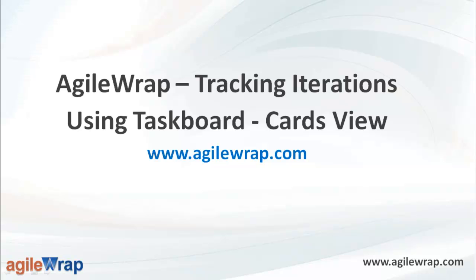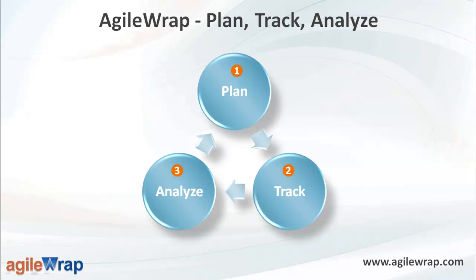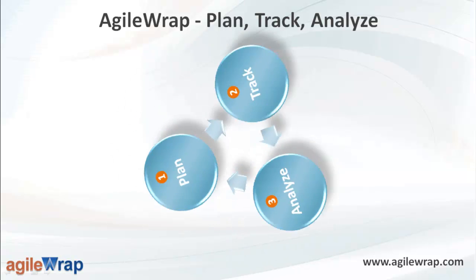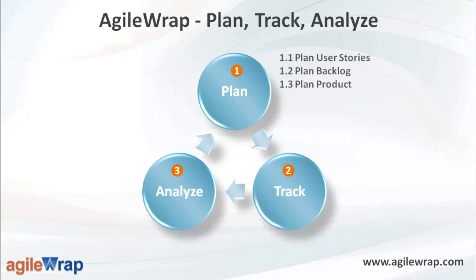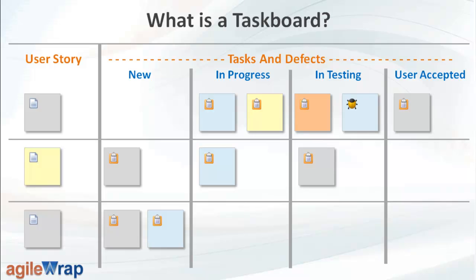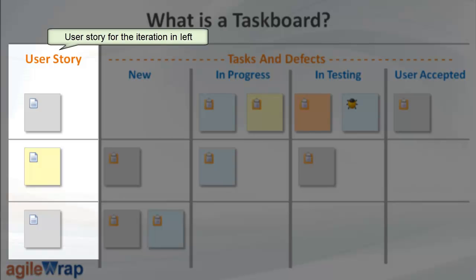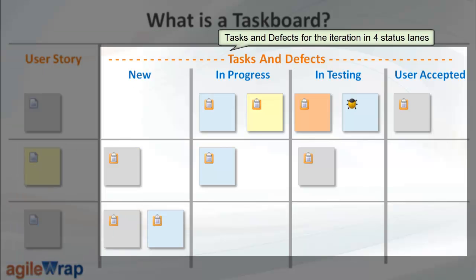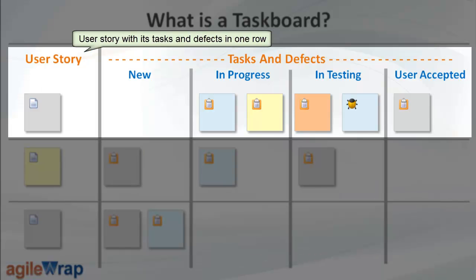Once an iteration has started, you can track iteration's progress using Cards View, List View, and Burn Down Chart in AgileWrap. In this video, we will demo how you can track an iteration's progress using Taskboard, the Cards View presentation. Taskboard is a visually powerful representation of the work underway in an iteration. We can use Taskboard to track the work status for an iteration and an individual on a daily basis.